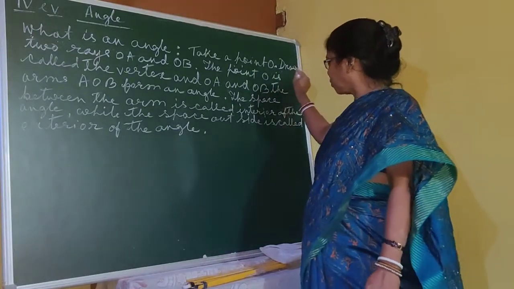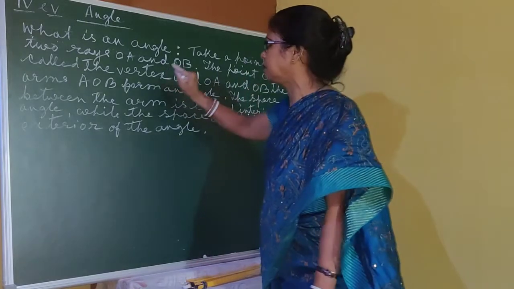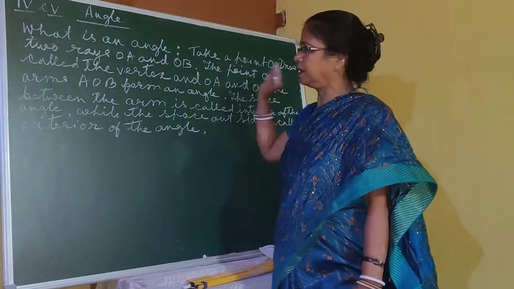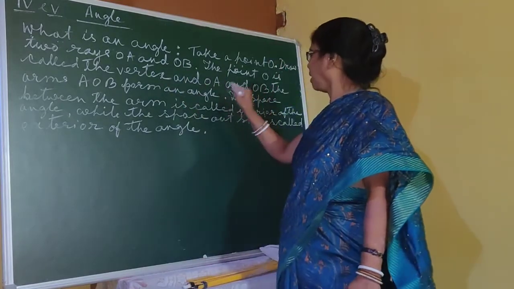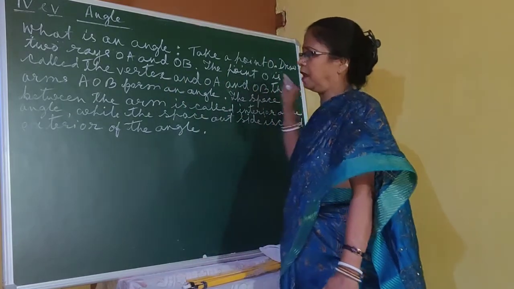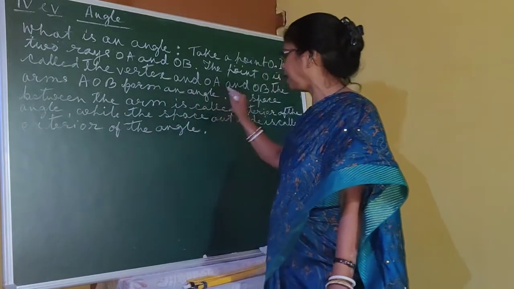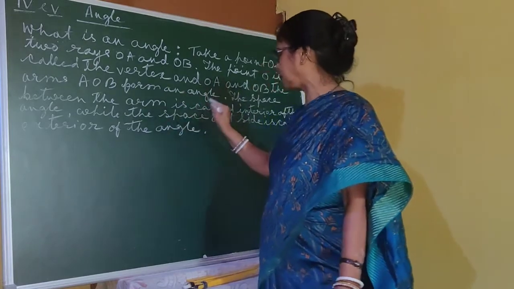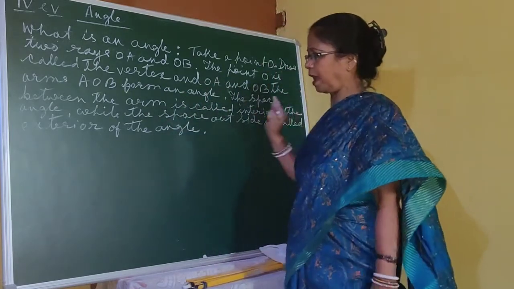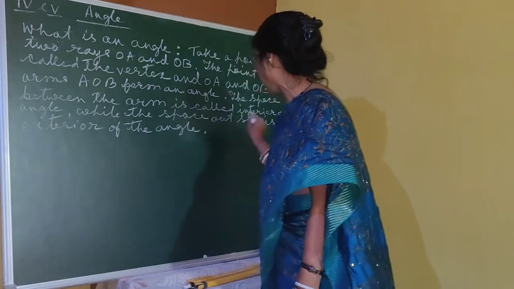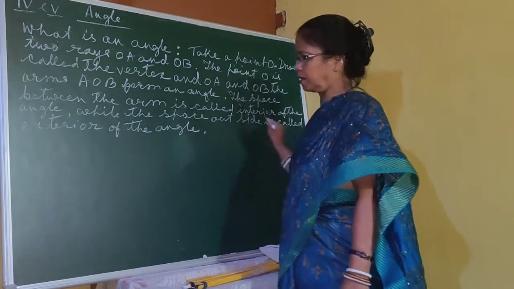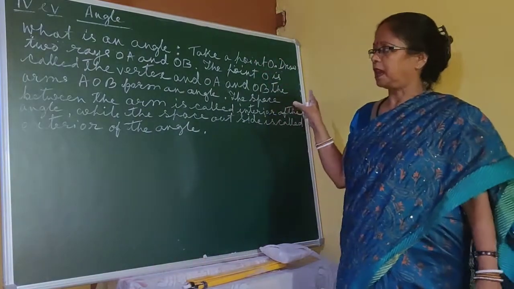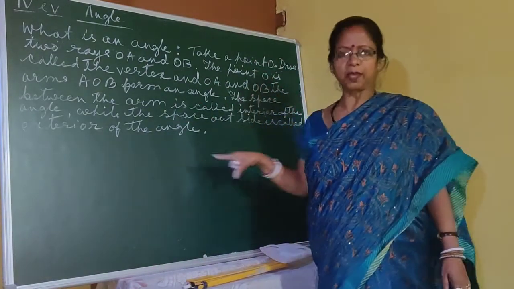Take a point O, draw two rays OA and OB. The point O is the vertex and OA, OB are the arms. AOB forms an angle. The space between the arms is called the interior of the angle, while the space outside of the angle is called the exterior of the angle. Now I will explain this definition with a figure.